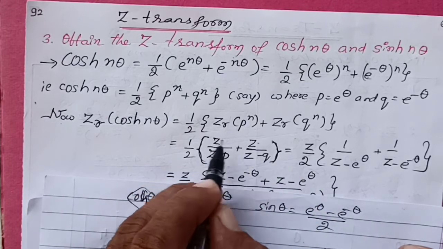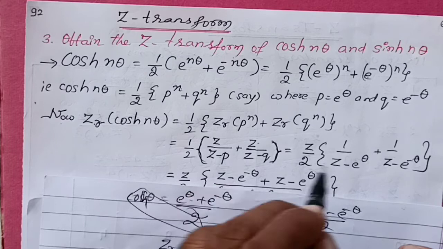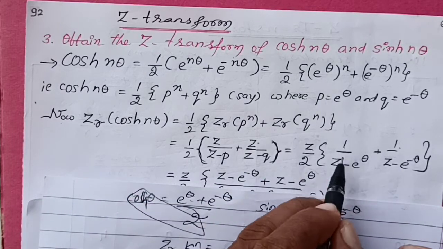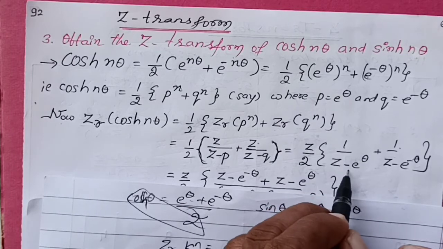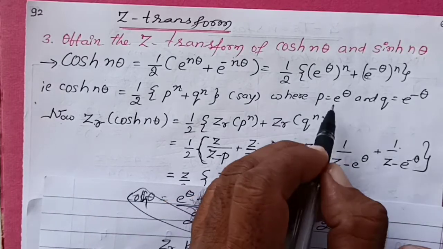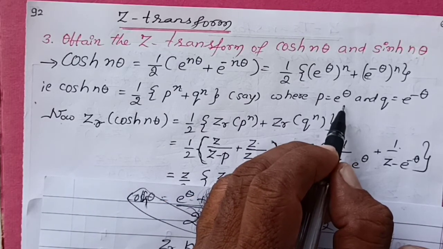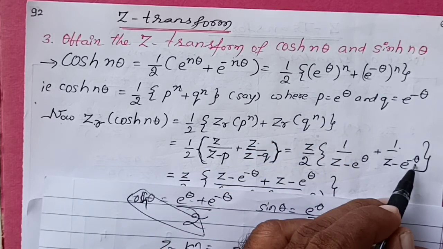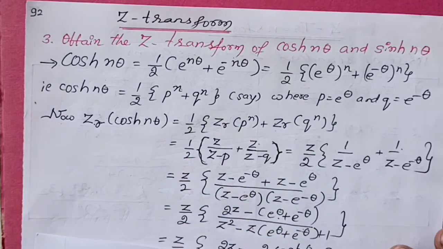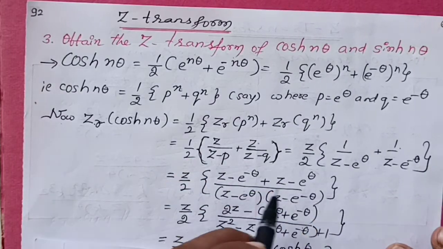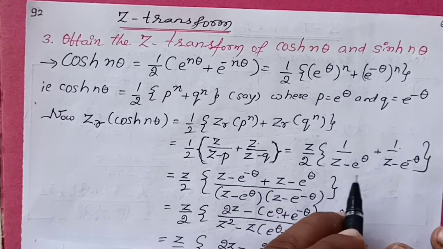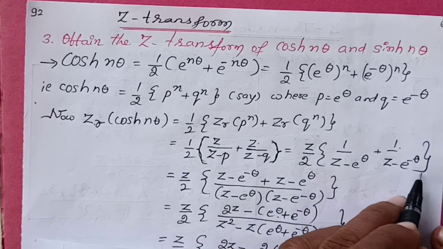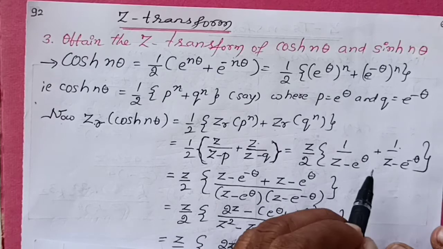So it is equal to Z by 2. Z I have taken outside, common. So Z taken outside means 1 remains here and 1 here. So Z by 2 times 1 upon Z minus p, where p is nothing but e raised to theta, plus 1 upon Z minus q, and q is e raised to minus theta. Next, Z by 2, take the LCM: Z minus e raised to theta into Z minus e raised to minus theta, common.